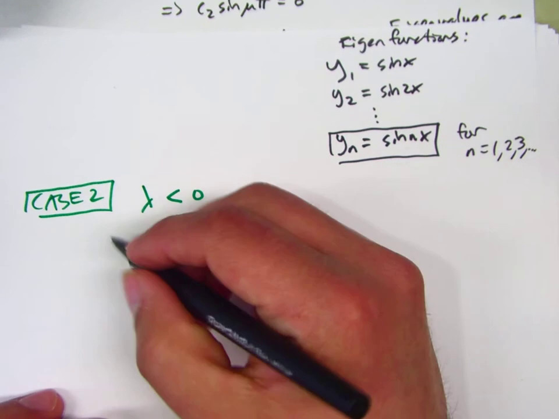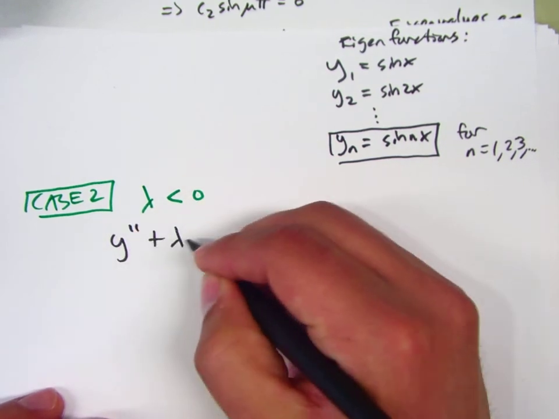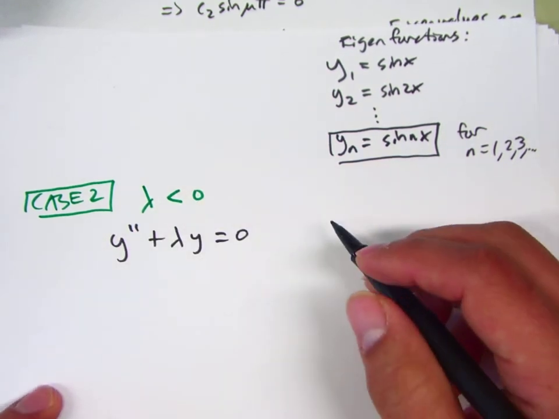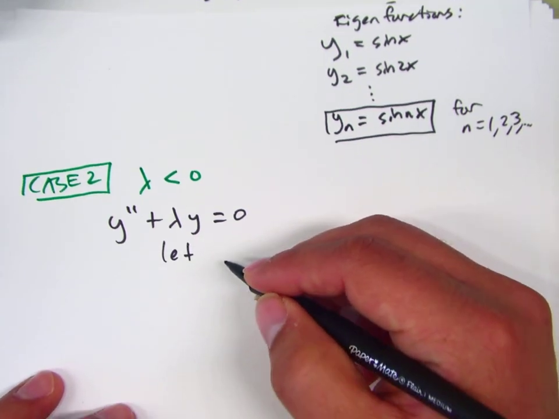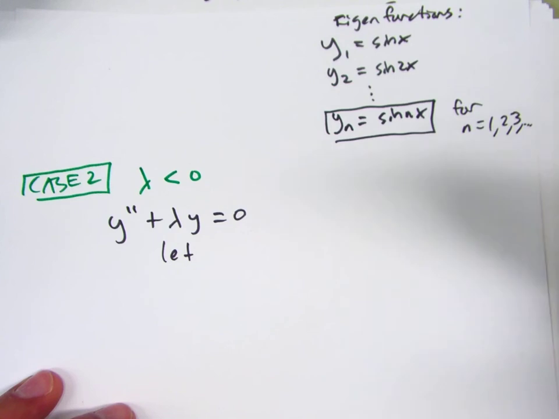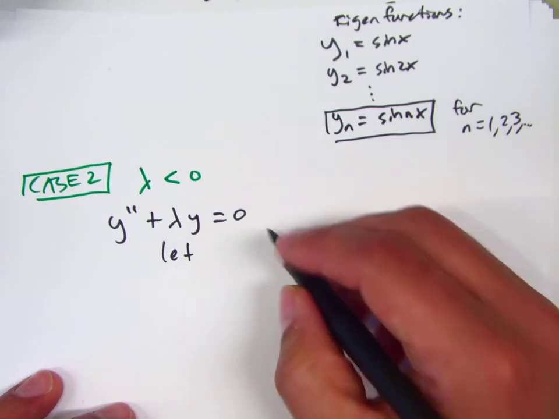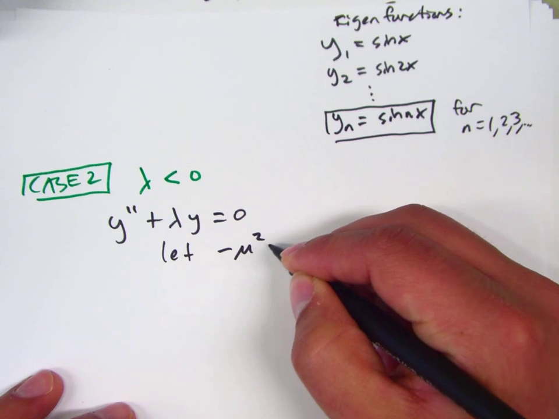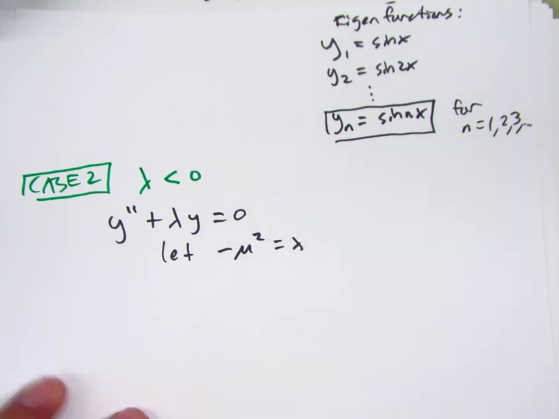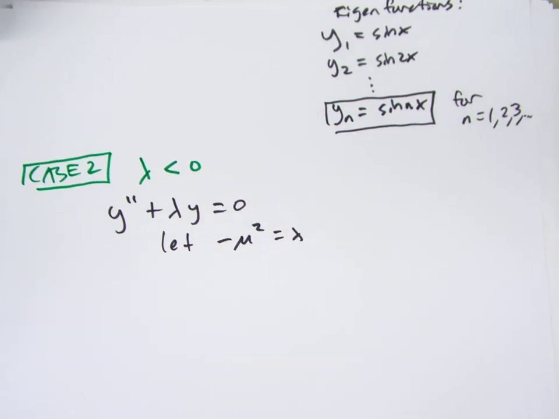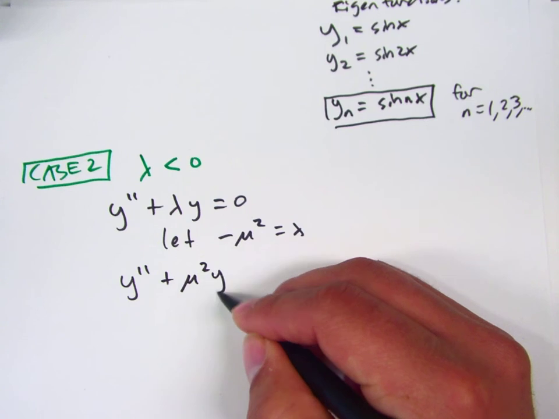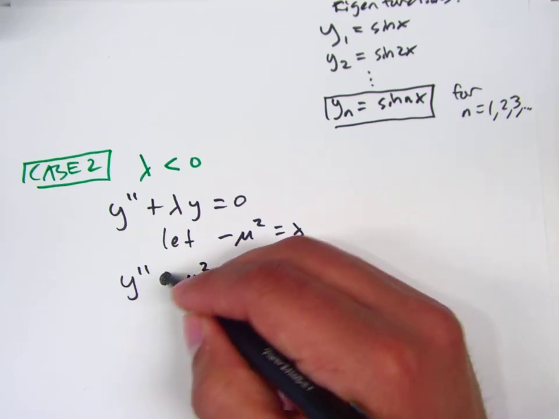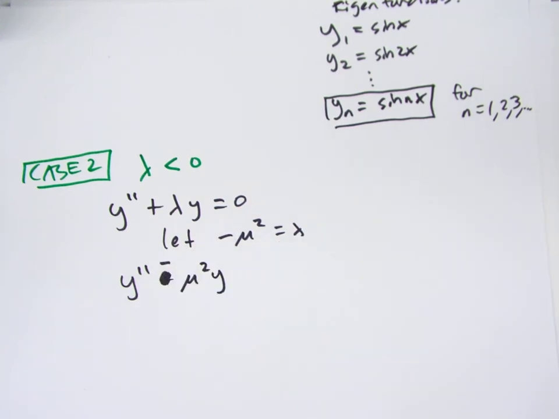So now we have y double prime plus lambda y equals 0 again. And so what we're going to do is we still want to introduce squares, just like before, so we can avoid radicals. But now we're just going to put a negative attached to it. So we're going to let minus mu squared equal lambda. So then rewrite the equation. Whoops, I already screwed that up. That should be y double prime minus mu squared y equals 0.